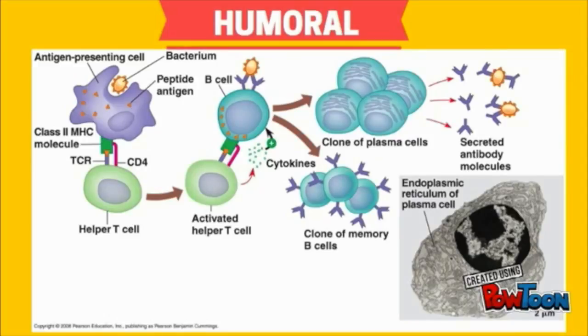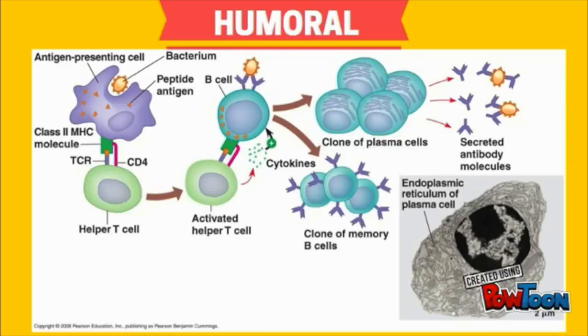As I mentioned before, the humoral response utilizes the B cells that are able to secrete antibodies that target pathogens for destruction. So, going into the actual process, before a B cell is able to secrete antibodies, it must be activated by a helper T cell, which is shown in the first figure.